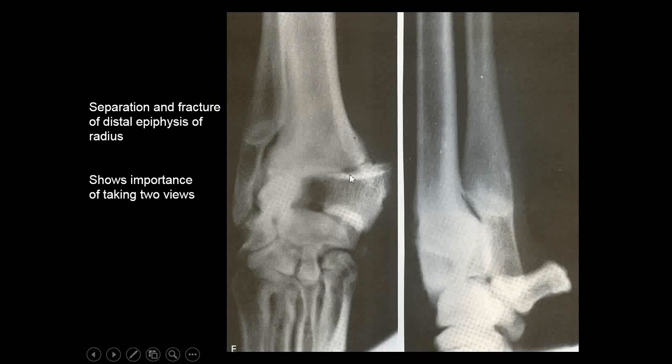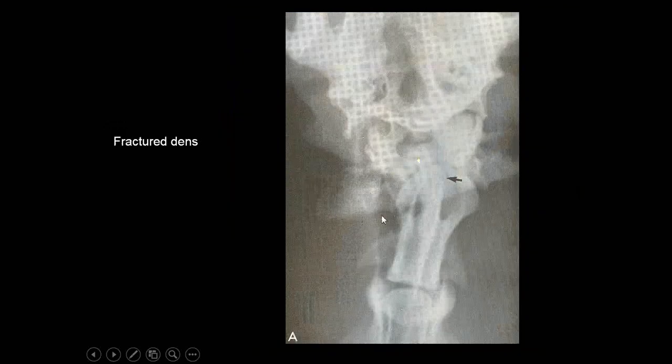Fractured epiphysis, you can see the slip of this epiphysis right here on this dog. This is the radius. Here's the ulna. Why it's important to take two views, because you really can't see this from the lateral view. You can definitely see it from the VD view. Fractured ends, you've got to be very careful about this. And in these animals, you can see the angulation here. This was a trauma case, hit by a car.